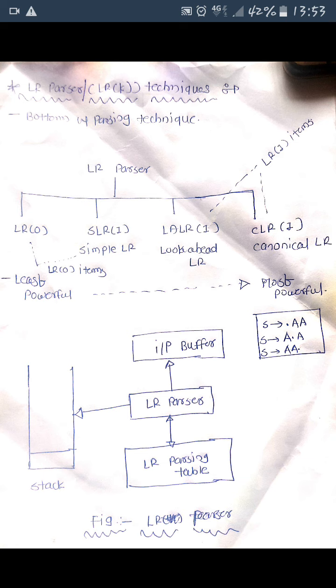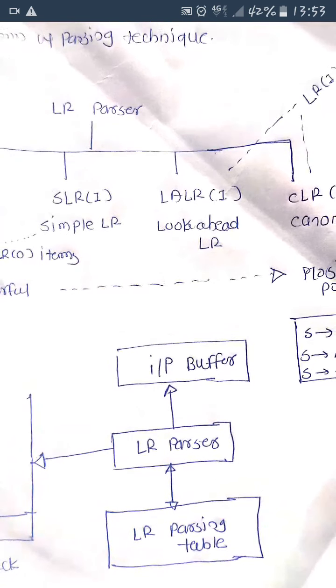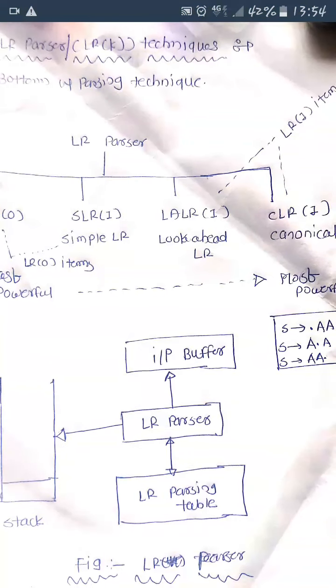What is LR0? We already discussed these things. First, L stands for scanning input from left to right, R is your rightmost derivation, and 0 is nothing but no symbol is to be pointed to by the look ahead pointer at a time. Now next one is SLR. SLR stands for simple LR. It is also called simple LR or SLR1. What is that one? One is nothing but the look ahead pointer points to one input symbol at a time.